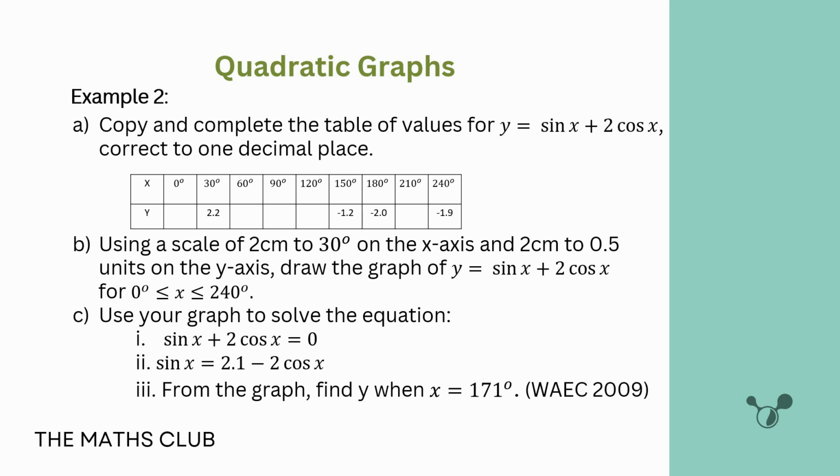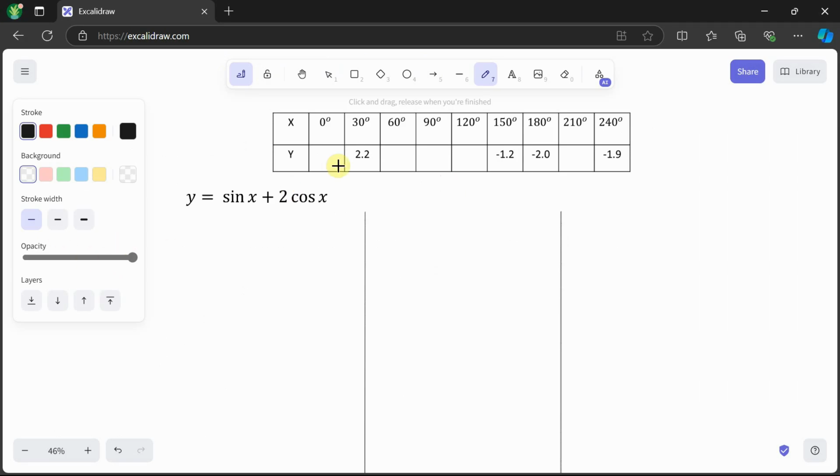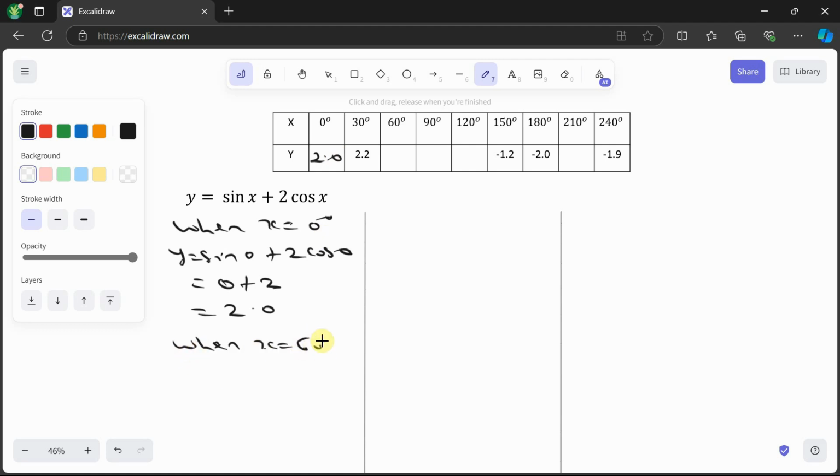Let's solve it together. So we're going to complete this table. When x is equal to 0 degrees, y is equal to sine 0 plus 2 cos 0. So sine 0 is equal to 0, cos 0 is equal to 1, so 2 times 1 is 2. So this answer is 2, so 2.0, because we should do it in one decimal place.